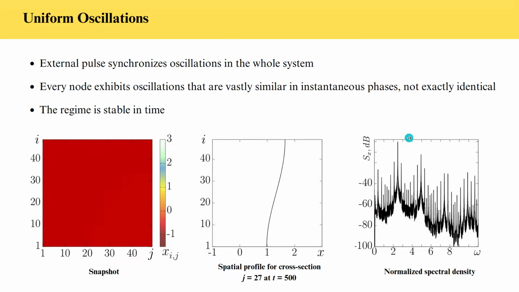Next, we have the uniform oscillation. Here, external pulses synchronize the oscillations across the network. Every node oscillates in unison with nearly identical instantaneous phases. This is a snapshot of the regime. Even though the nodes exhibit oscillations that are similar in phase, they are not exactly identical, and this is evident from the spatial profile for a particular cross-section.